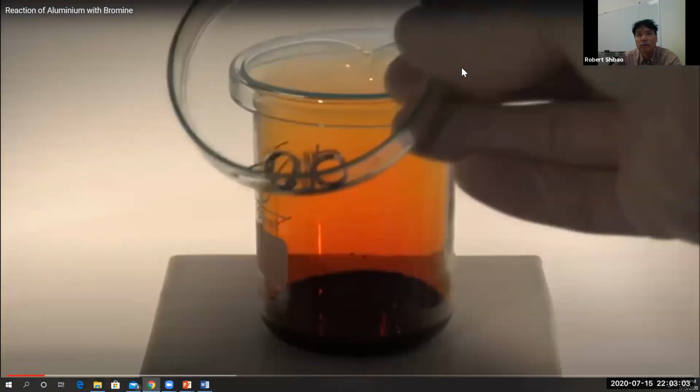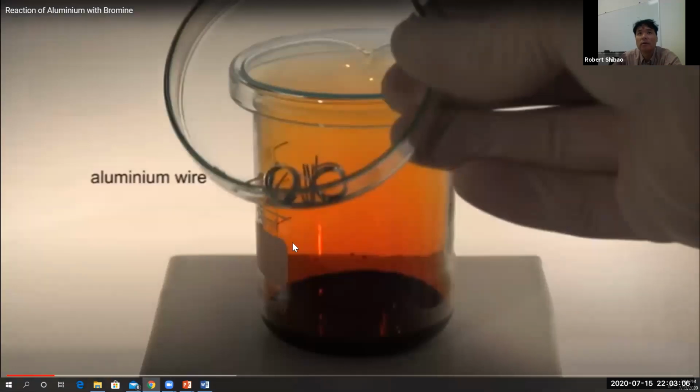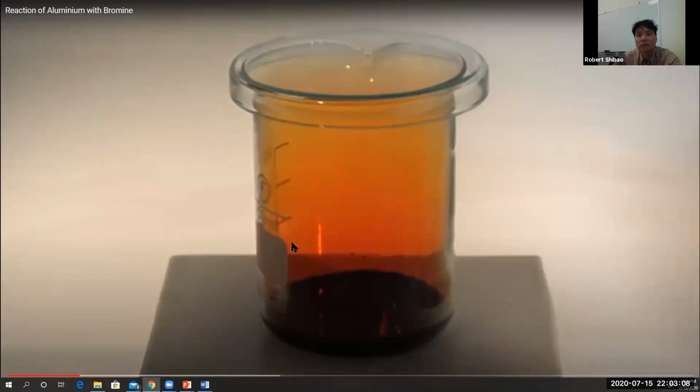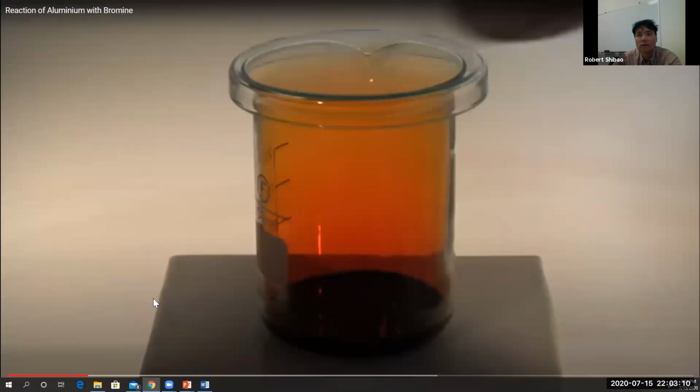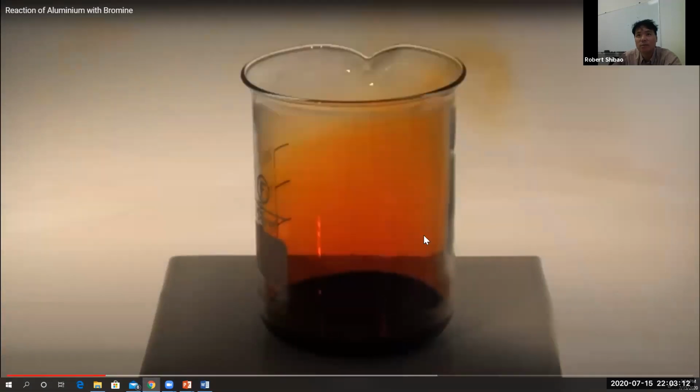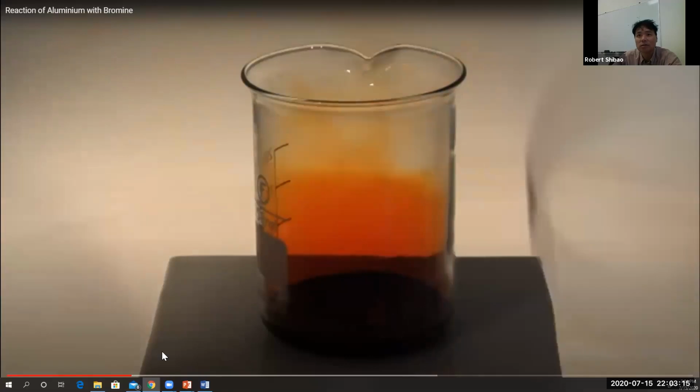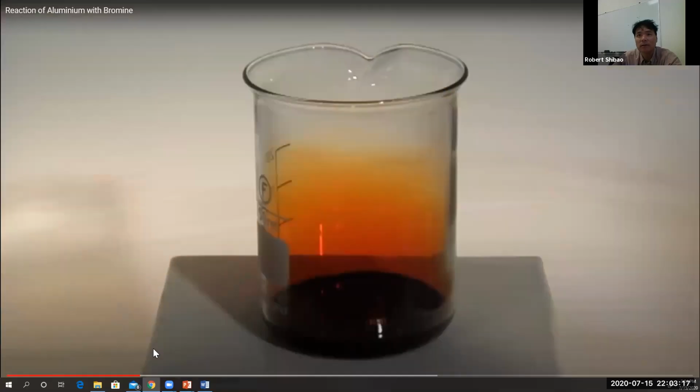Reaction of aluminum with bromine. So they've got, what is that, aluminum wire or something? This bromine liquid is vaporizing. That's bromine vapor. Some chunks, or maybe that's powdered aluminum, put in there.